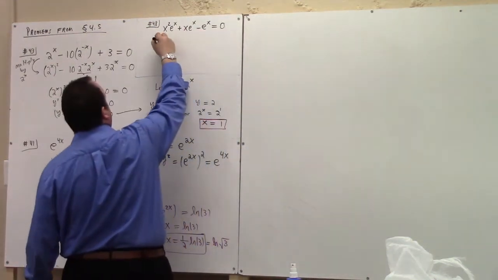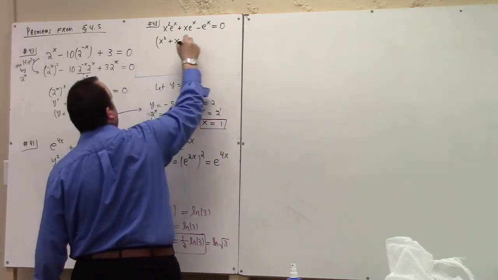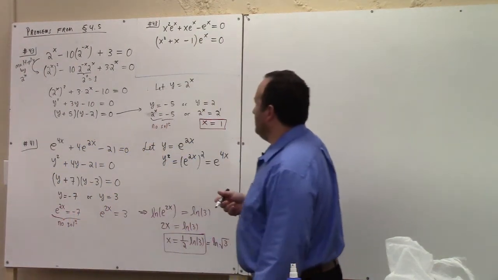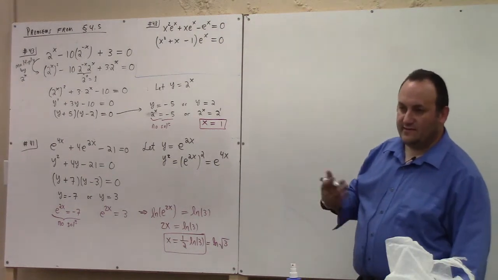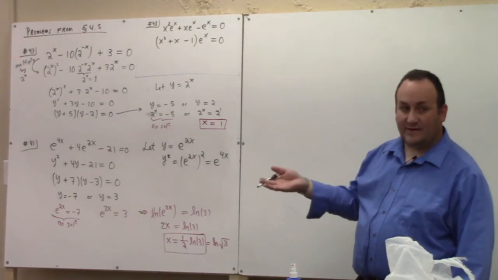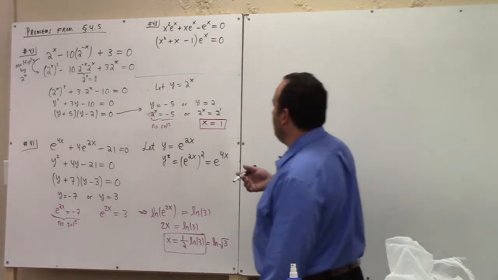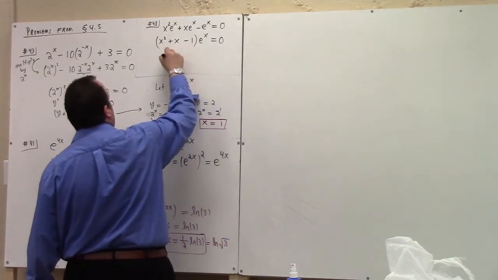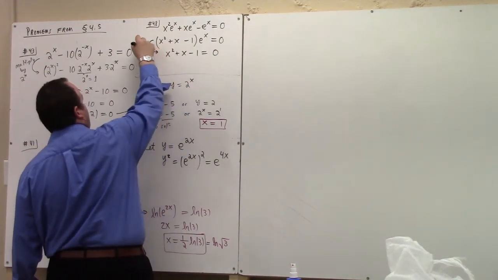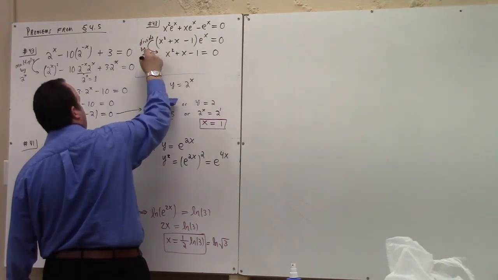So we've got x squared plus x minus 1 times e to the x equals 0. But what can you tell me about e to the x? It's non-zero, right? So we can divide by e to the x, cancel it out, and we're just left with the quadratic x squared plus x minus 1 equal to 0. So this is just divide by e to the x, which is, by the way, non-zero, right?